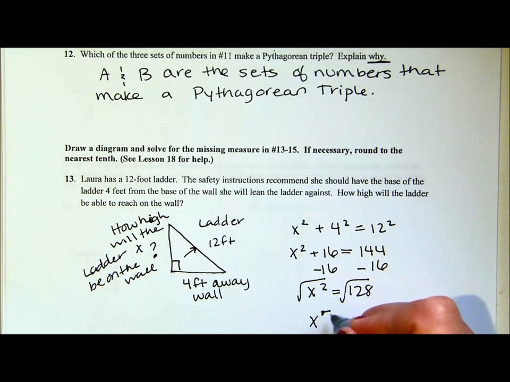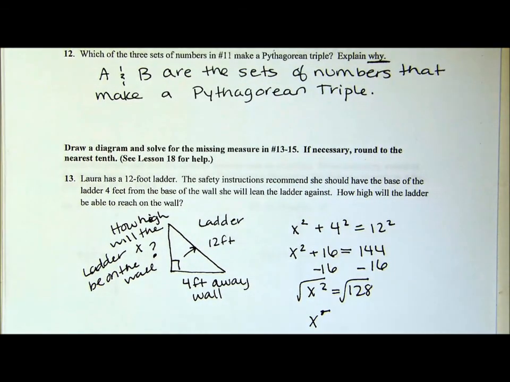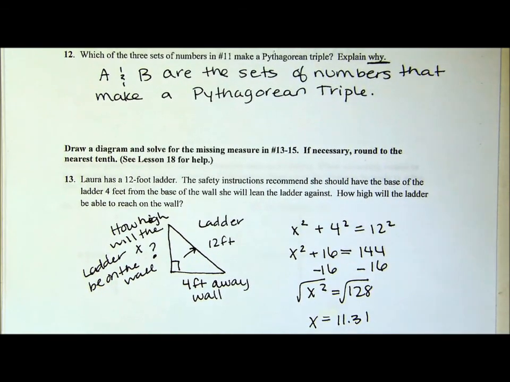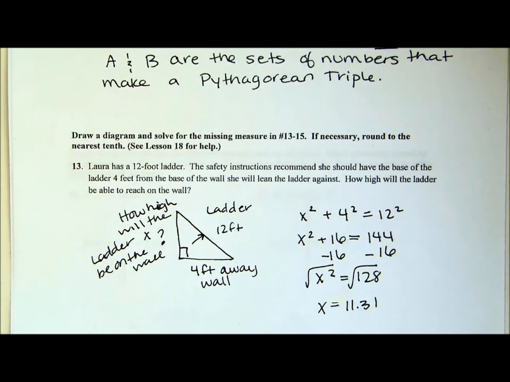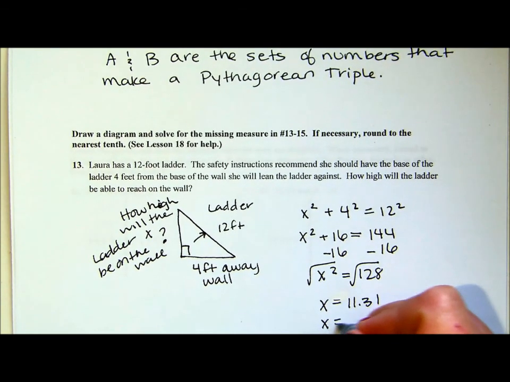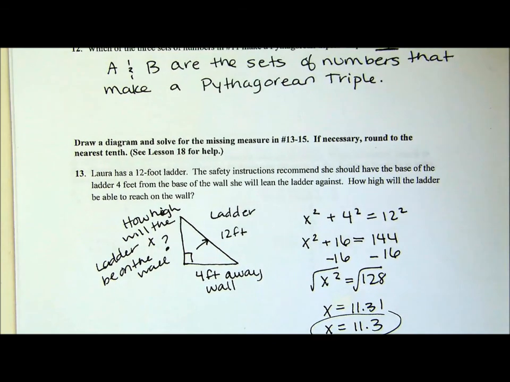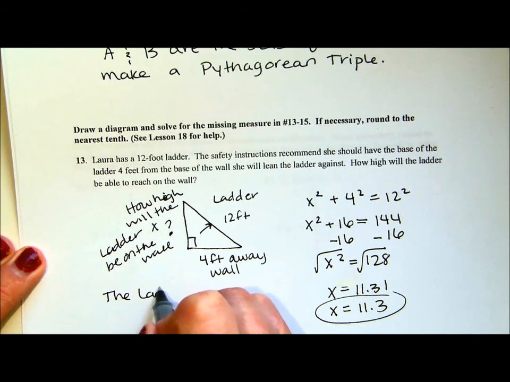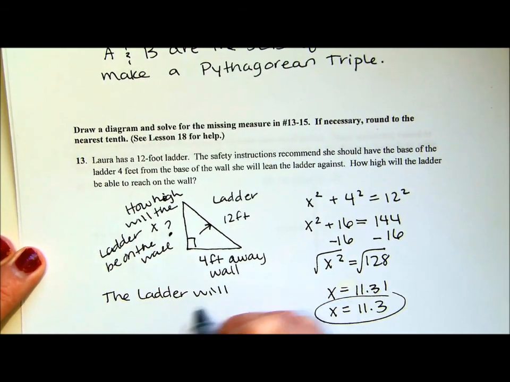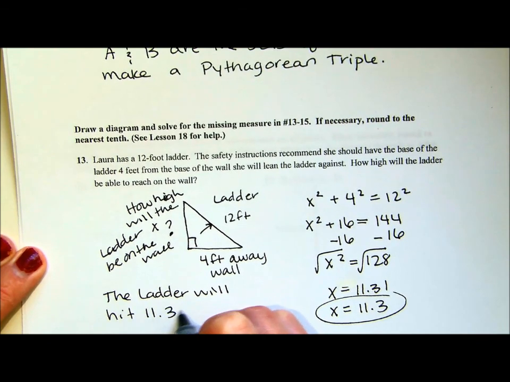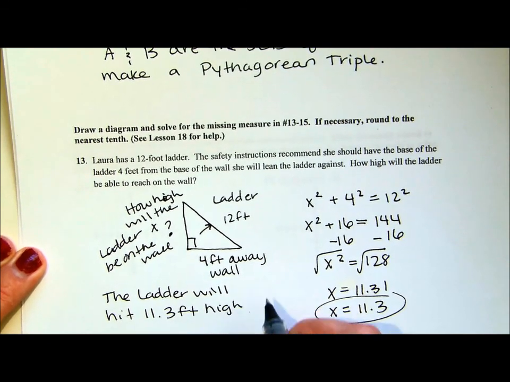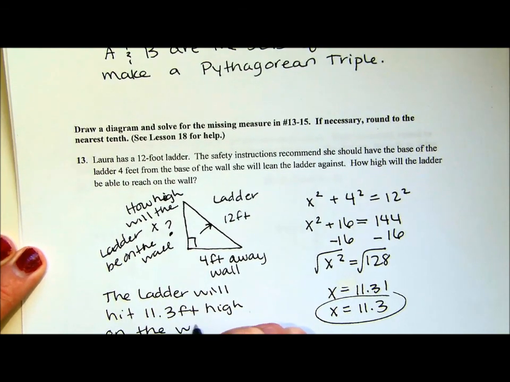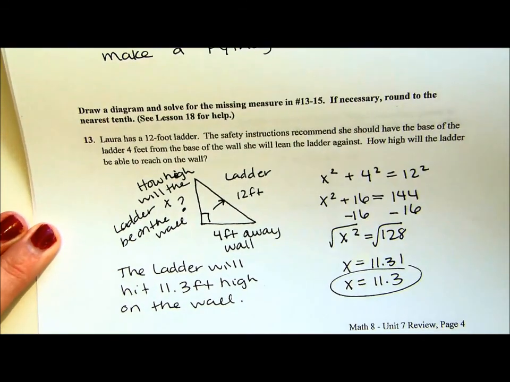Oops, did not mean to have that up there. So x equals 11.31. Now the directions state to round to the nearest tenth. So we're going to leave this as x equals 11.3. Now, because this is a word problem, we need words in our answer. So we're going to state the ladder will hit 11.3 feet high on the wall. Okay, so the ladder will hit 11.3 feet high on the wall. And that's it for number 13.